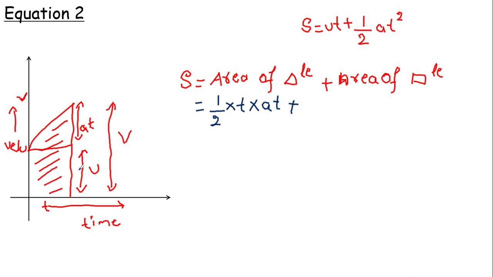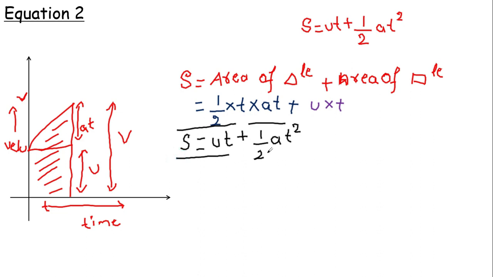Area of rectangle means opposite or length into breadth. Here length u into t, u into t. So finally we get the formula S is equals to ut plus half a t square. This is the formula derivation of this equation. S is equals to ut plus half at squared.